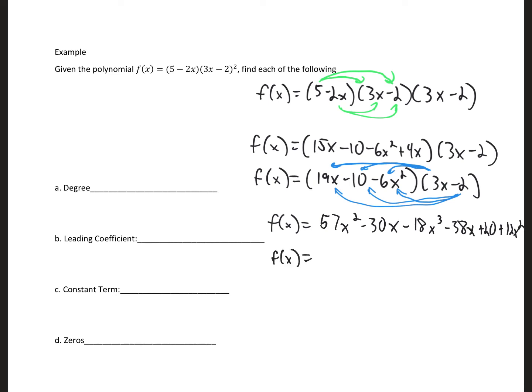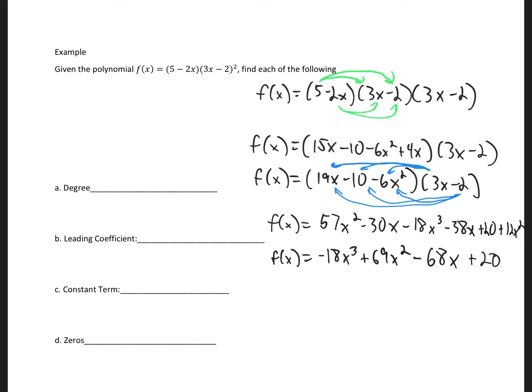Lastly, we just want to write this as simplified as possible, and my suggestion is to write the largest degree first. So -18x cubed would come first. Then I'm going to combine my squared terms. 57x squared and 12x squared would be 69x squared. I combine my x terms, -30x and -38x makes -68x. And then lastly, I just have the constant term of 20.